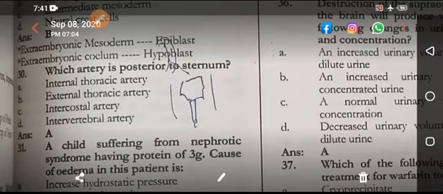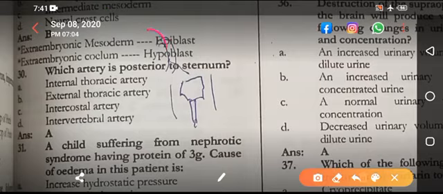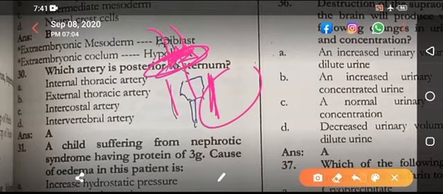Which artery is posterior to sternum? The answer is internal thoracic artery. And the aorta actually lies very posteriorly. That is actually lying posterior to the other structures. So immediately posteriorly you are having the internal thoracic artery.